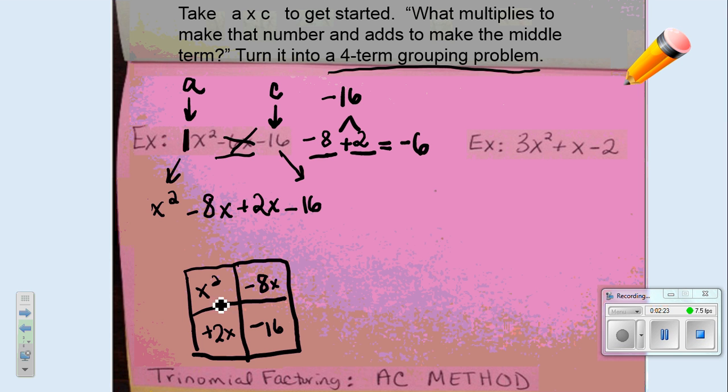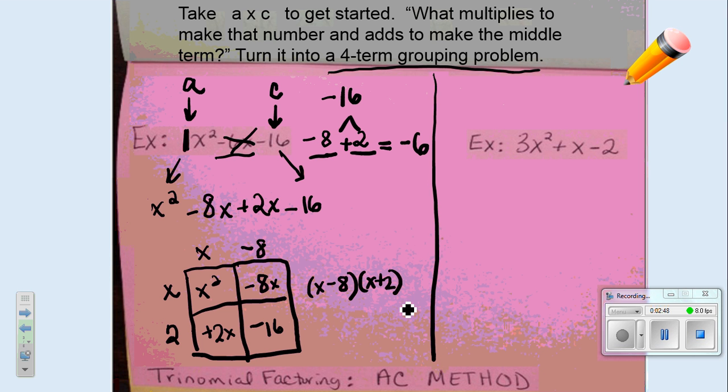And now we take each column and each row and we factor it. First row, they have an x in common. Bottom row, they have a 2 in common. First column, they have an x in common. Second column, they have a negative 8. And so the 2 factors of this trinomial are x minus 8 and x plus 2. Okay, now if we remultiplied those, just like I showed you how to multiply 2 binomials yesterday, they would double distribute to get back to x squared minus 6x minus 16.